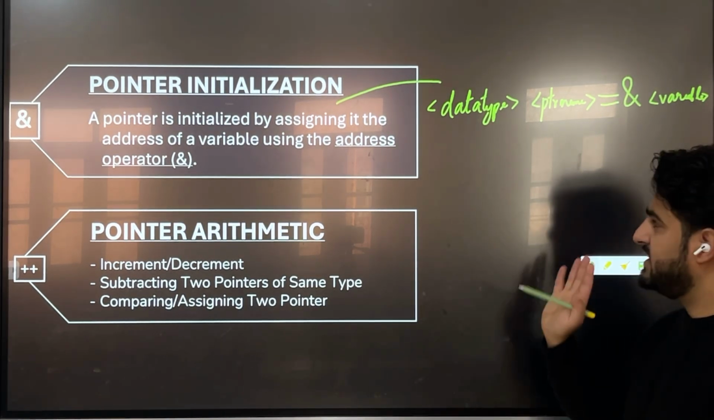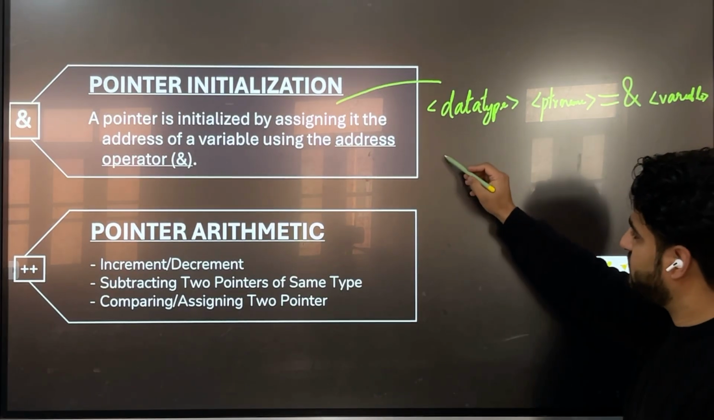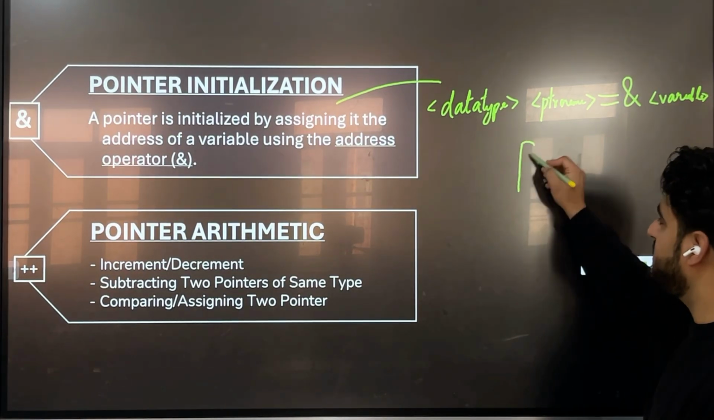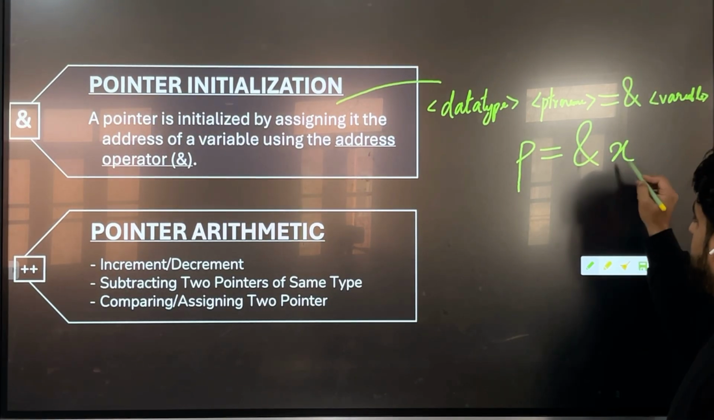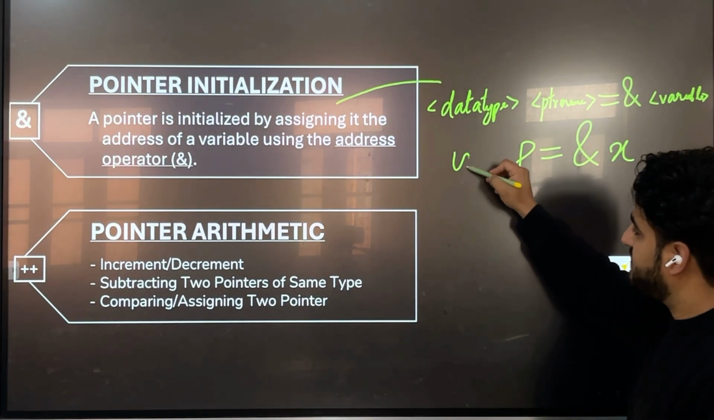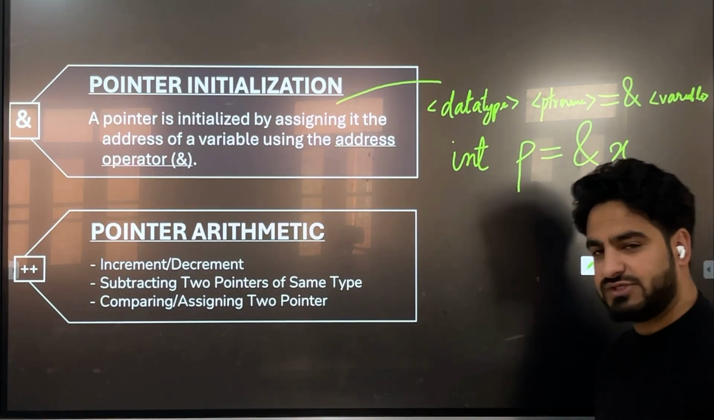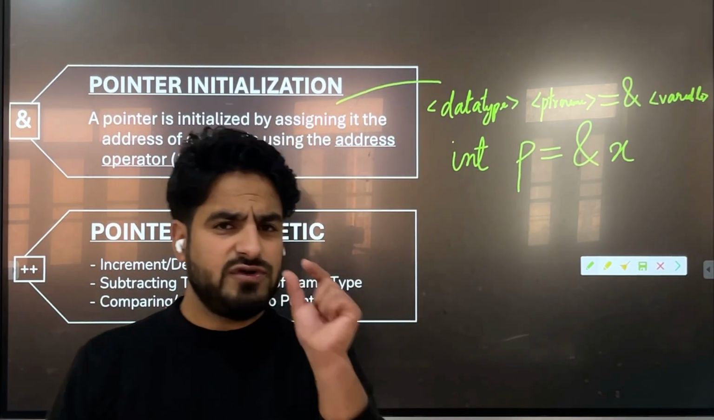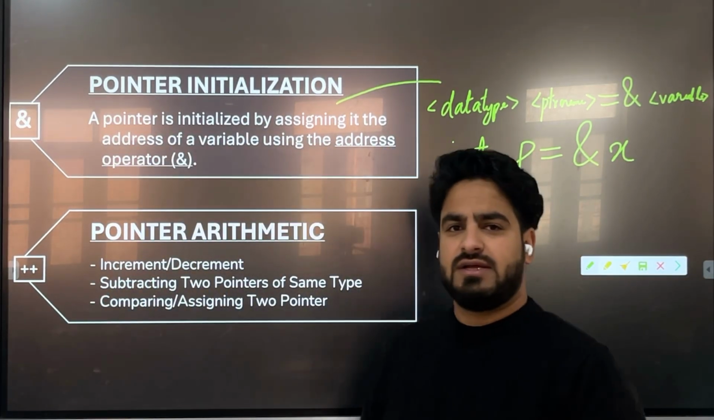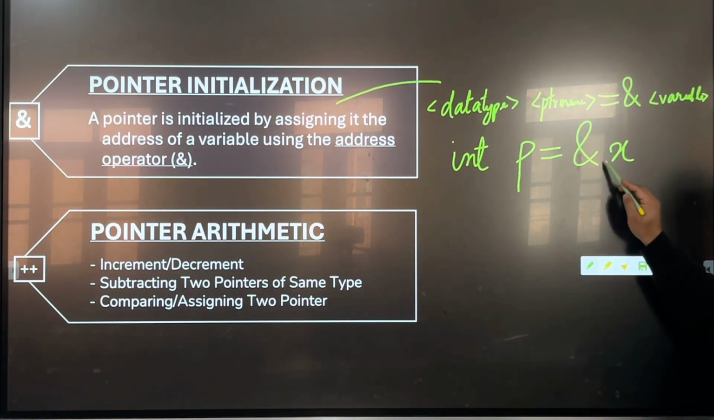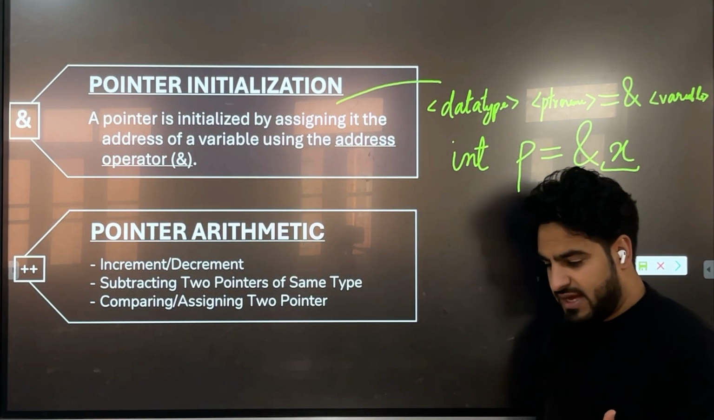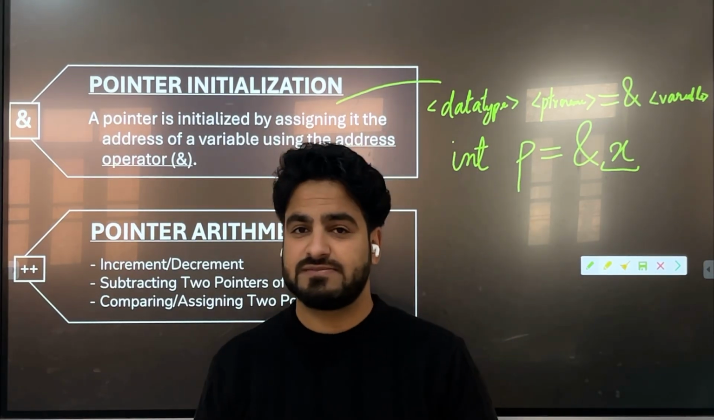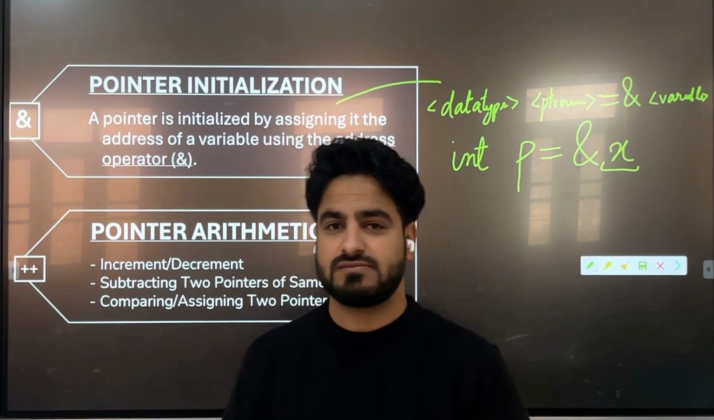This is the syntax. In actual practice, an example would be something like this. Imagine I have a pointer P and I want to store the address of a variable named X, with the data type integer. Now I want to make one point here. This integer will take up some space, right? And this pointer will also take up some space. The question is how much space?